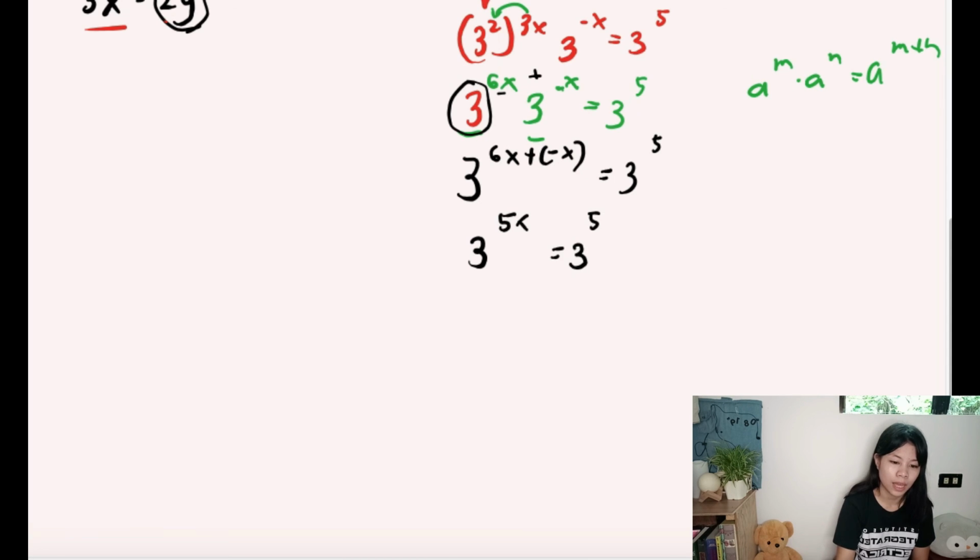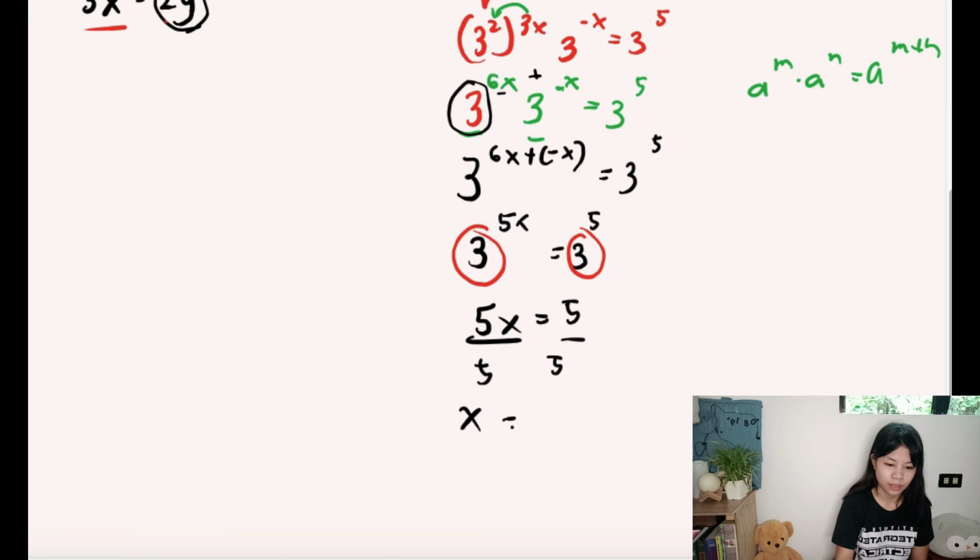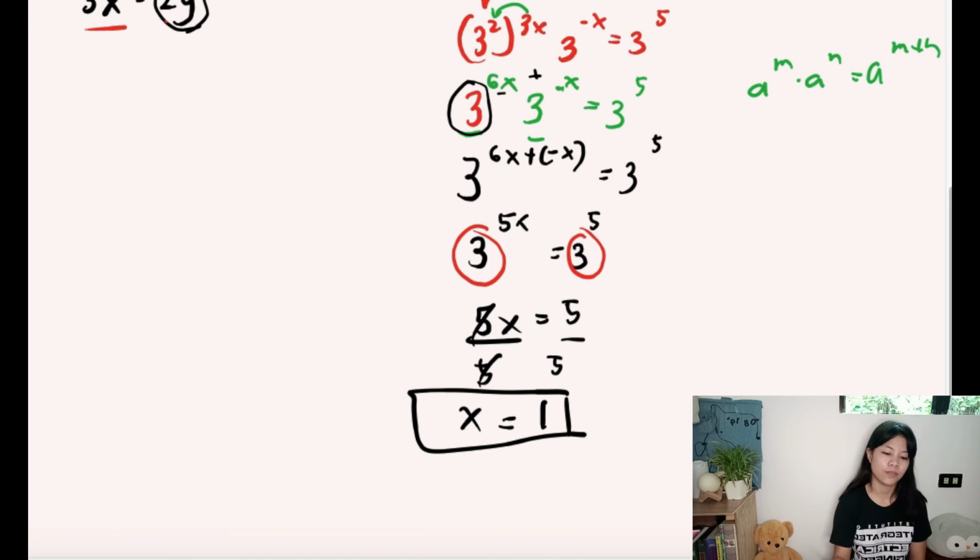Ano nga sabi natin kanina? Pag meron ka na daw parehong base, pwede mo nang i-equate yung kanyang exponent. So, in short, 5x is equal to 5. Derive natin, divide both sides by 5 para manatili si x. Yan, manatili si x. So, 5 over 5 is equal to 1. So, this is the final answer.